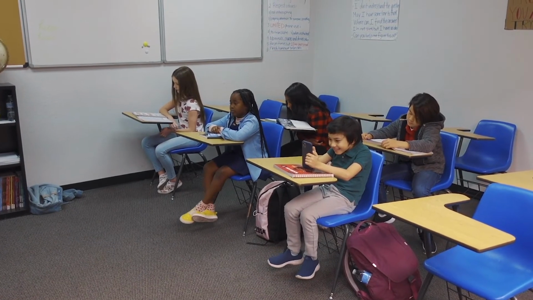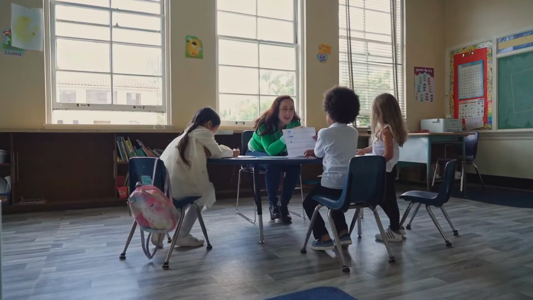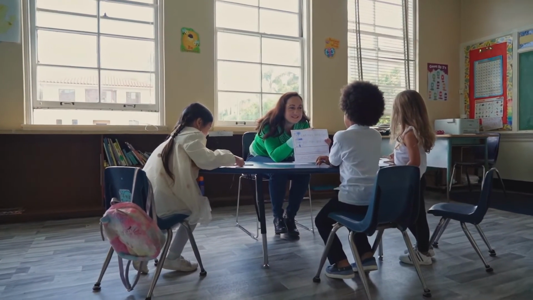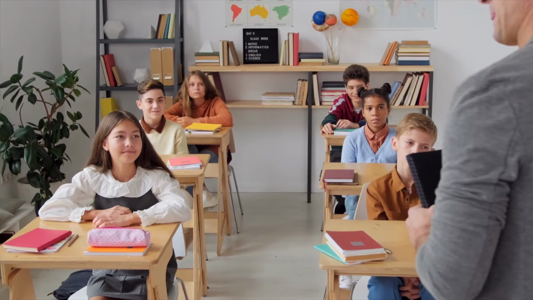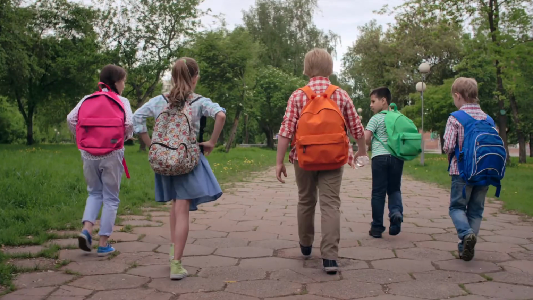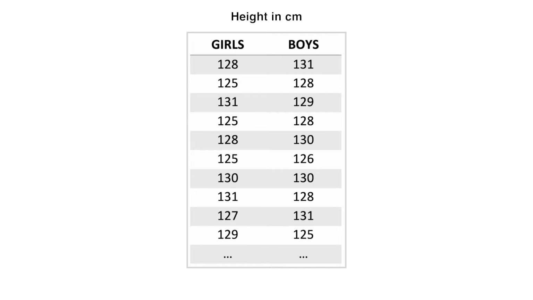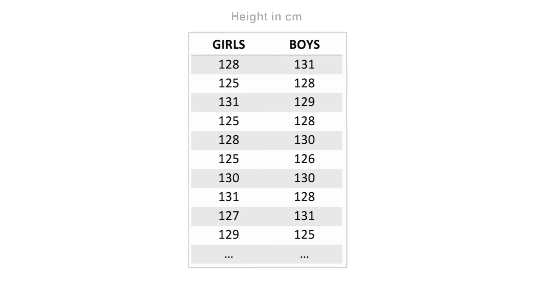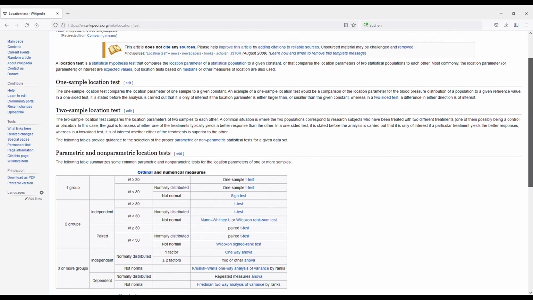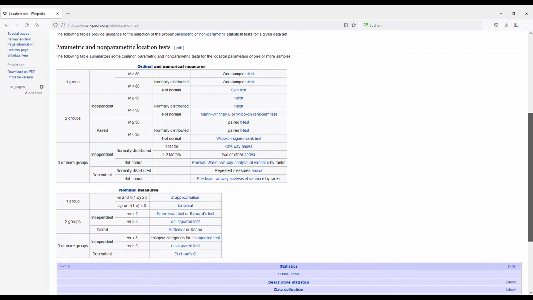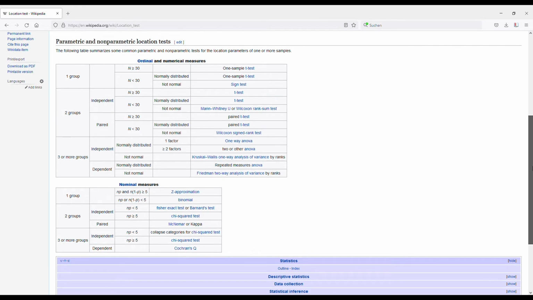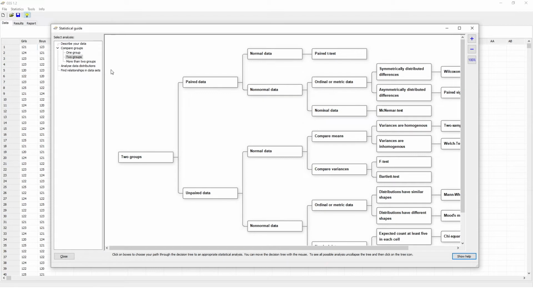Imagine you want to know if there is a difference in the height of girls and boys in primary school. So maybe you have measured the height in 20 children, and now you want to select a suitable statistical test. So this is your data. To find a suitable test, you could, for example, go to web pages such as Wikipedia, where you will find tables with the most common tests and the conditions under which these tests can be applied. We will do the test selection here in the software GSS, because there we can simply follow a flowchart.